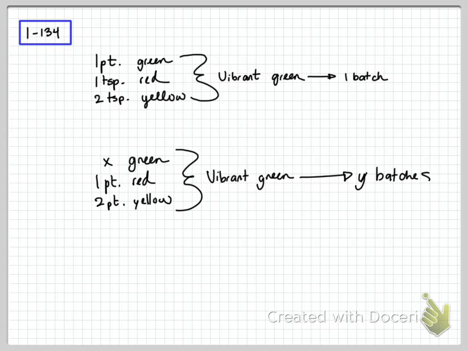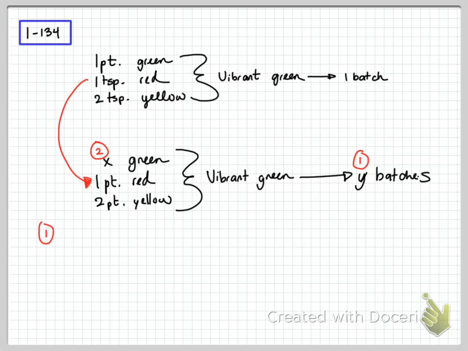And from this we can figure out, so we're going to end up dividing this into 2 parts. Figuring out how many batches this will make, we'll end up being able to figure out how many gallons of green paint we need. So the first step here is to translate between teaspoons and pints. In other words, how many teaspoons is 1 pint? So here's our first step.